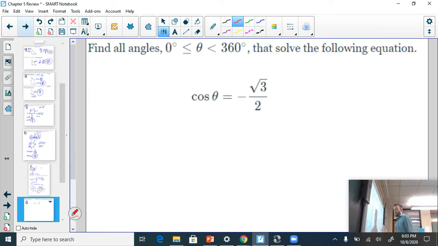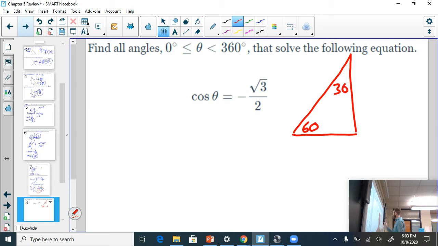And here we have find all angles, same sort of stuff, right? I'm going to ignore this negative at first, and I'm going to think square root 3 over 2. Well, square root 3 over 2 reminds me of my 30-60-90s. Across from the 30 is the smallest side, 1. Across from 60 is the second, which is square root of 3, and across from my hypotenuse is 2.